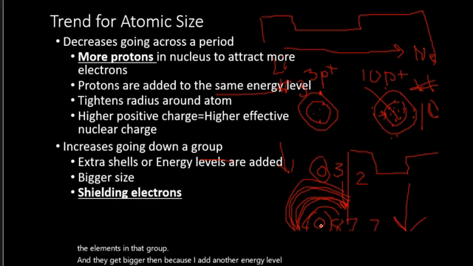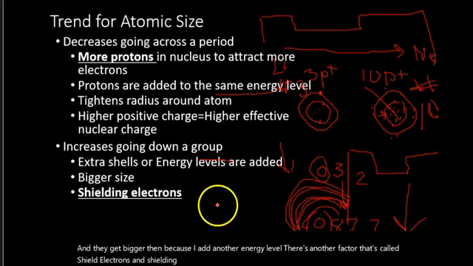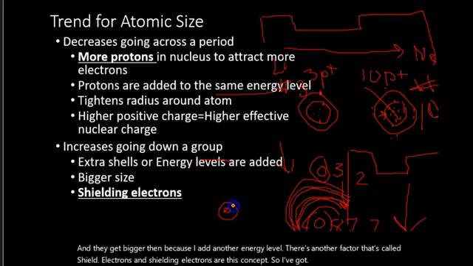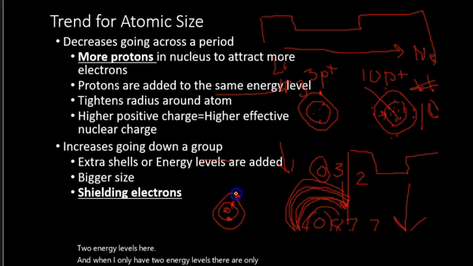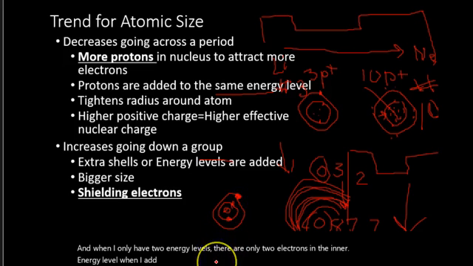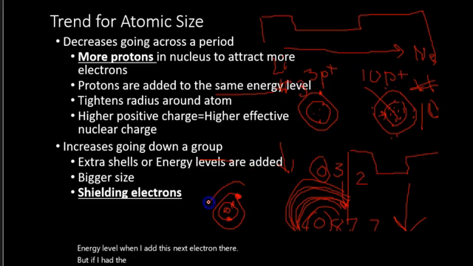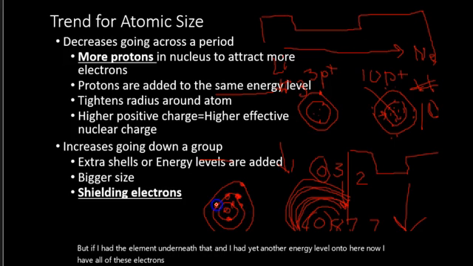There's another factor that's called shielding electrons, and shielding electrons are this concept. So I've got just 2 energy levels here. And when I only have 2 energy levels, there are only 2 electrons in the inner energy level when I add this next electron there. But if I had the element underneath that and I had yet another energy level onto here, now I have all of these electrons. Remember, there are 8 electrons in this energy level.